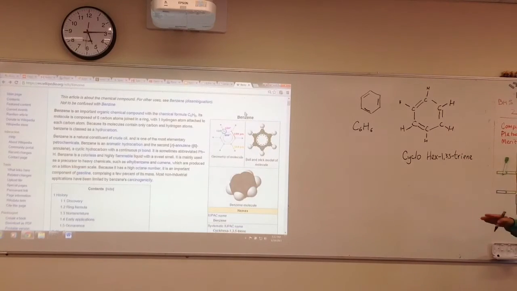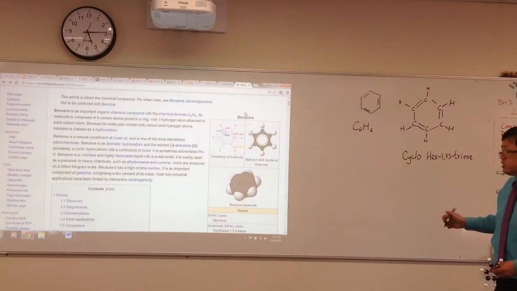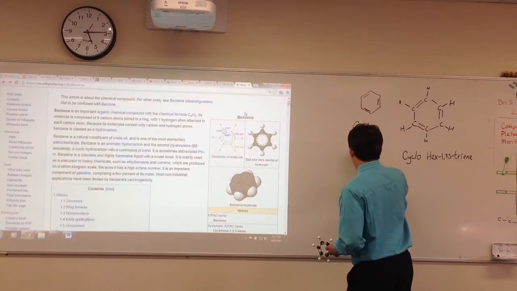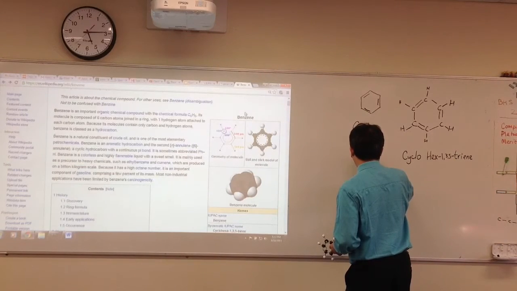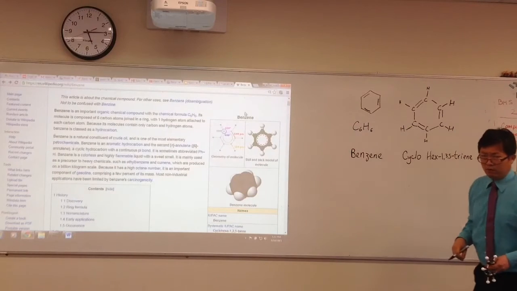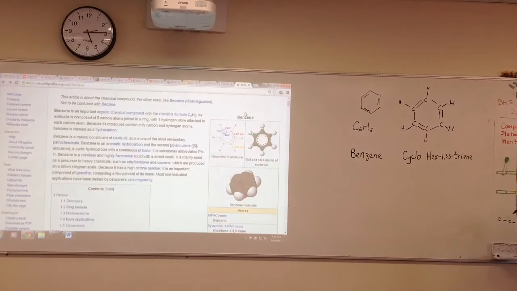Now, in your textbook and on top of that in HSC, you know what? You can actually call it by its industrial name, benzene. However, if you're being called on to produce its IUPAC systematic name, this is the correct answer.